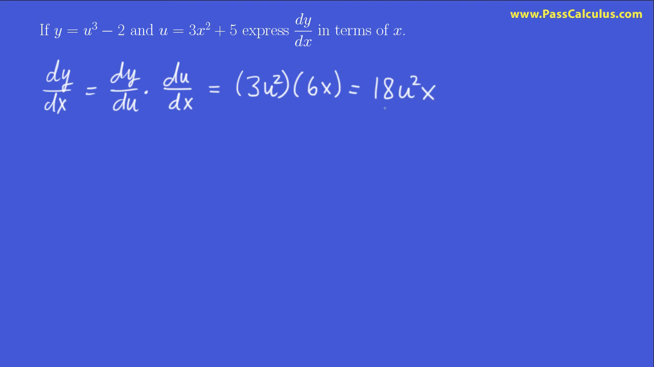We're kind of done with the derivative, but it does ask to get dy/dx only in terms of x, so we don't want the variable u to appear here. How can we get rid of it? Well, that's real easy, because u, we know, is just 3x squared plus 5.